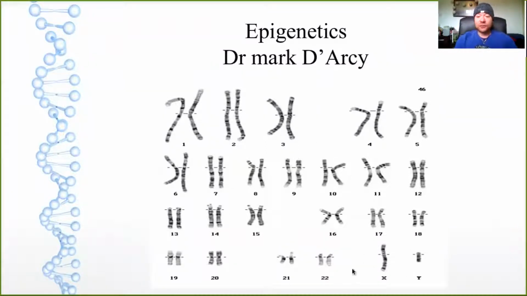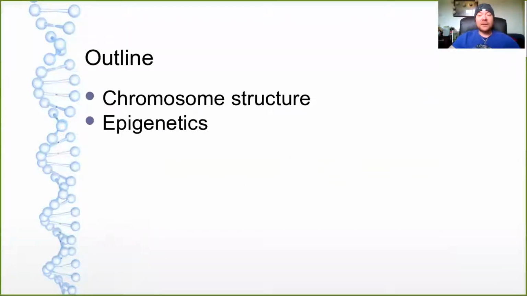These chromosomes are known as the autosomes, whereas the X and Y, this is a male, XY, a female would be XX, are known as the sex chromosomes. So we have 23 pairs of chromosomes. One set is inherited from our father and one from our mother. In this lecture, I'm going to talk about chromosome structure first, very briefly, and then I'm going to delve into epigenetics.